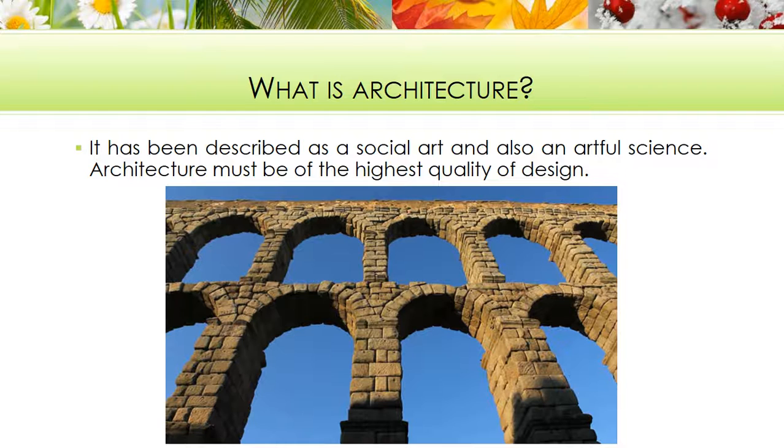Now we have to know what is architecture, and here, in my opinion, it is an art of designing something, looking for a comfortable place for somebody. And here I have another definition that says that architecture has been described as a social art and also an artful science. Architecture must be of the highest quality of design.